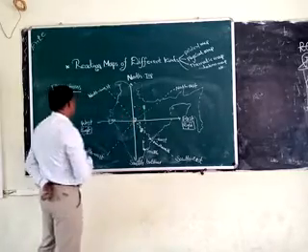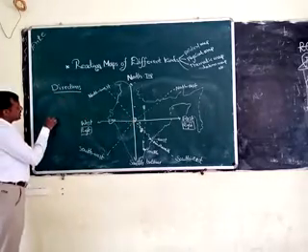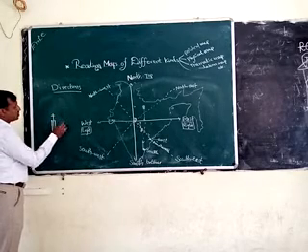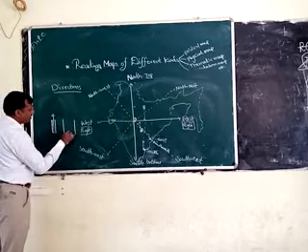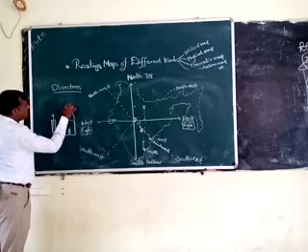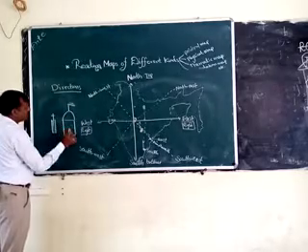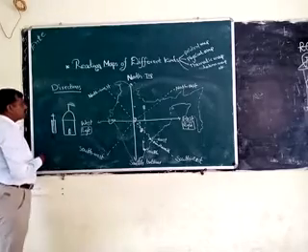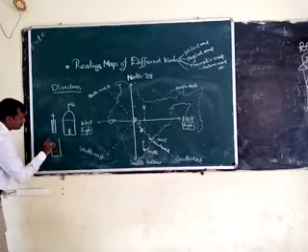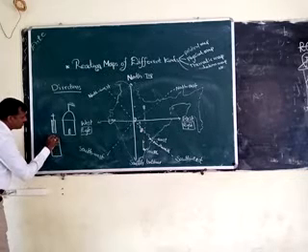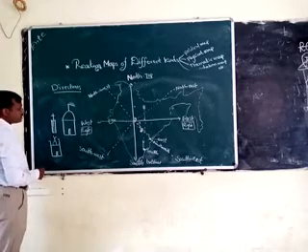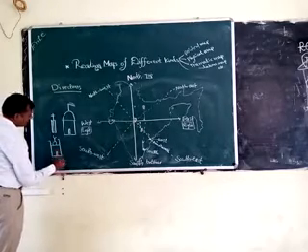Like this, these are the temples. Suppose this is the church; this type of symbol shows the church. This is the temple, everybody knows. This is the mosque or masjid. These are the conventional symbols.